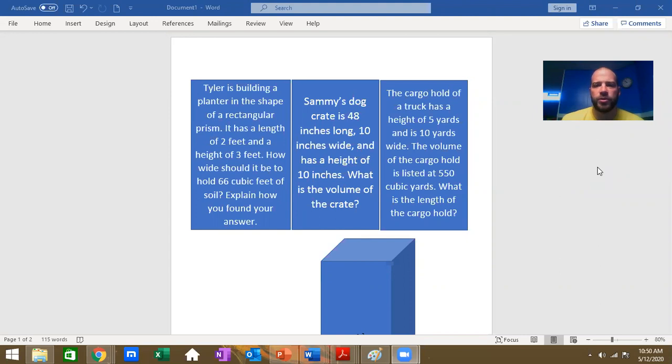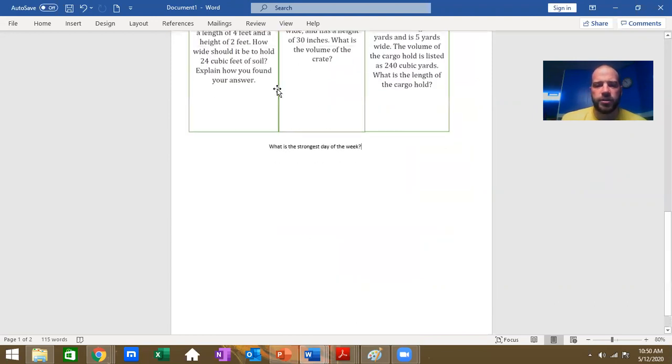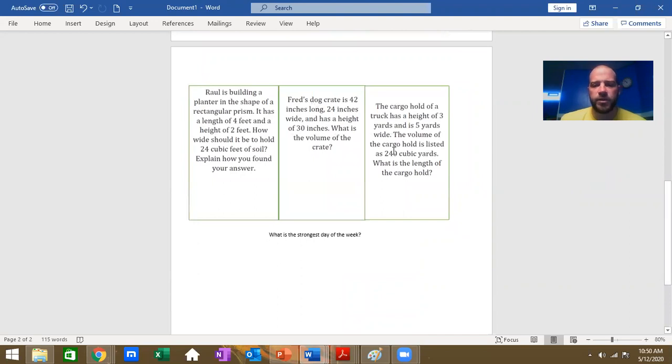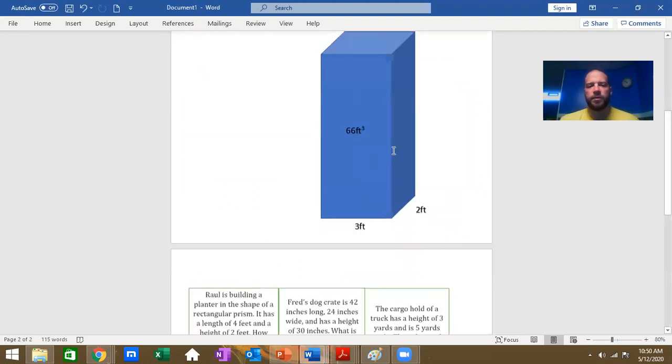Today's Wednesday. We're gonna continue rocking with the volume. Today we're gonna read real world applications of volume and find either the volume or the missing portion. So if you looked, these are the questions for today. So these are going to be my examples.